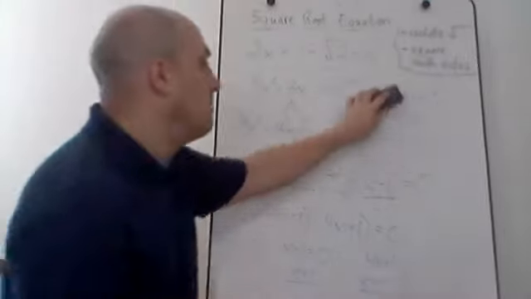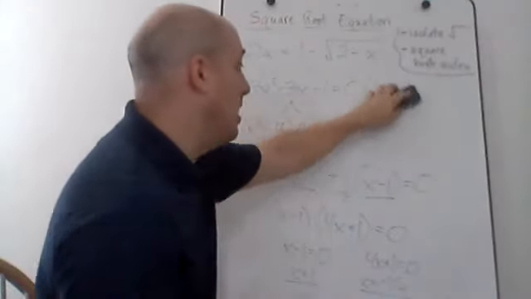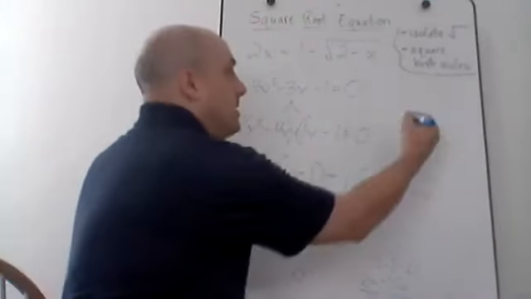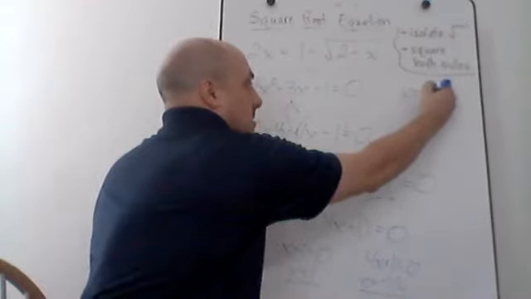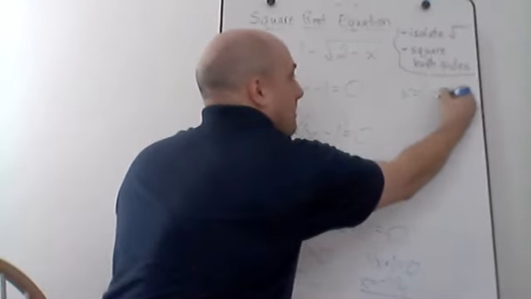Anytime your problem or your equation turns into a quadratic and it didn't start that way, you need to double check your answers. So I'm going to write the answers up here. X equals 1, x equals negative 1/4.